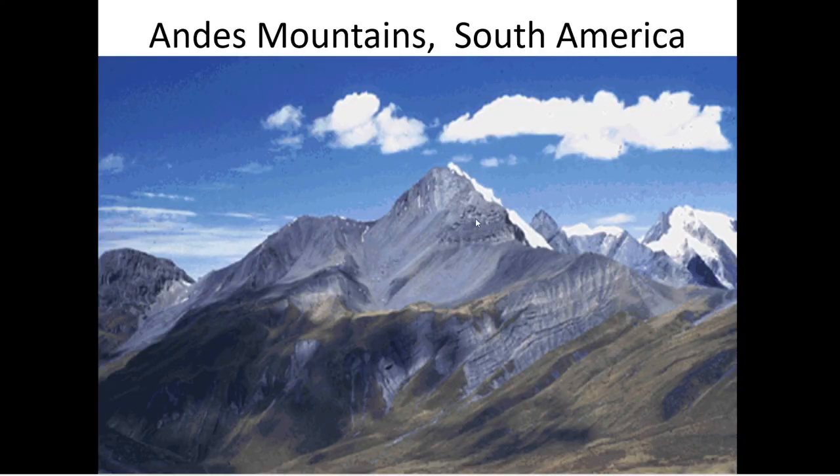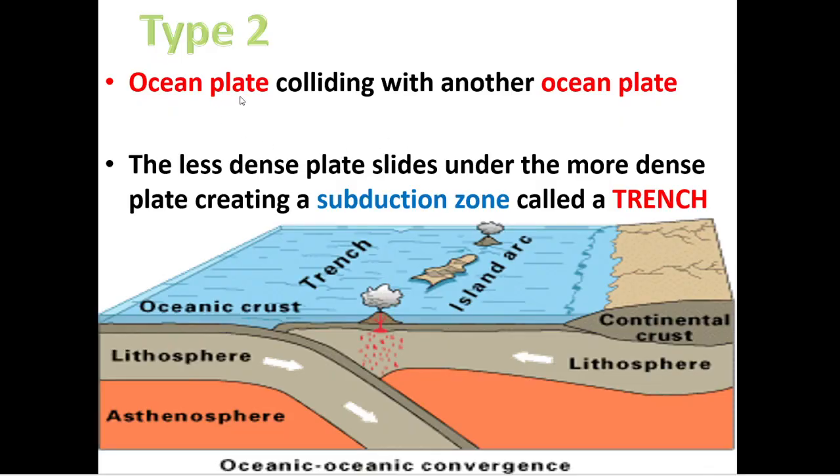Okay, and one of the things we see here is the Andes Mountains, and we get a lot of mountains at this point too in South America. Type 2 is an ocean plate colliding with another ocean plate. Okay, and so when that happens, the less dense plate slides under the more dense. You notice this one out here in the ocean is less dense, and so it slides underneath there because we've got our older crust, which is our continental crust over here, okay? And that's called a subduction zone, and that's when we get those big ocean trenches, okay?